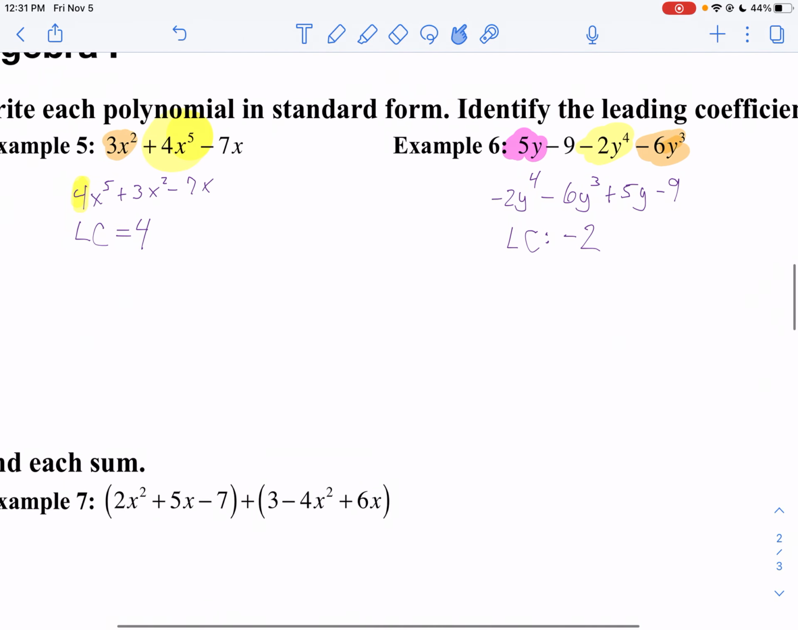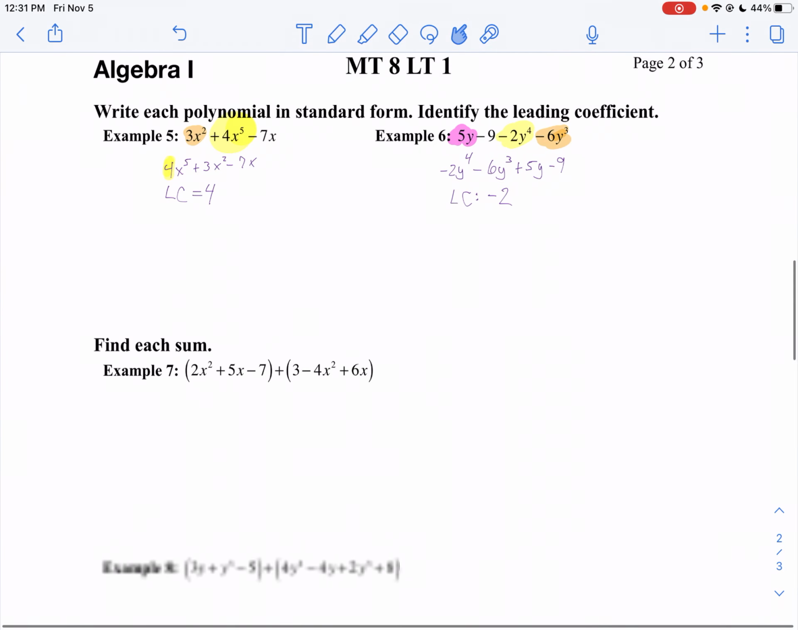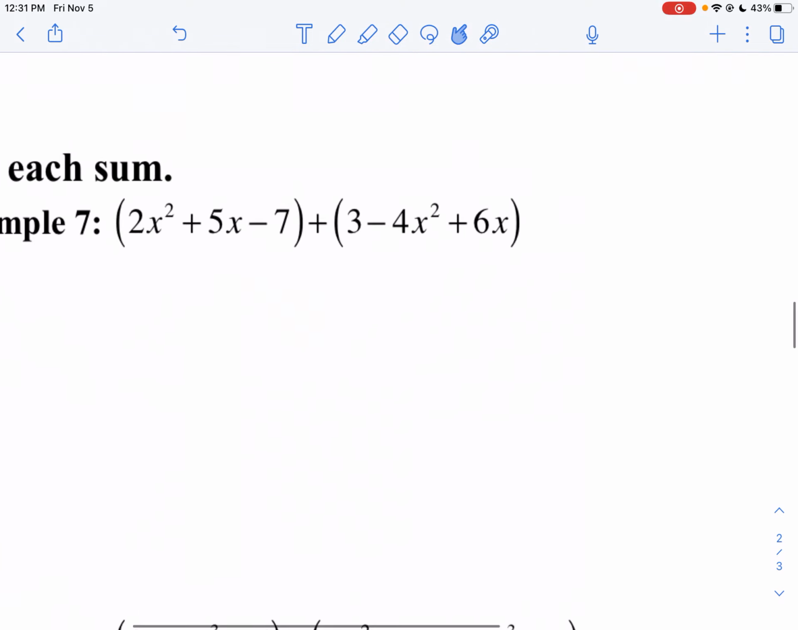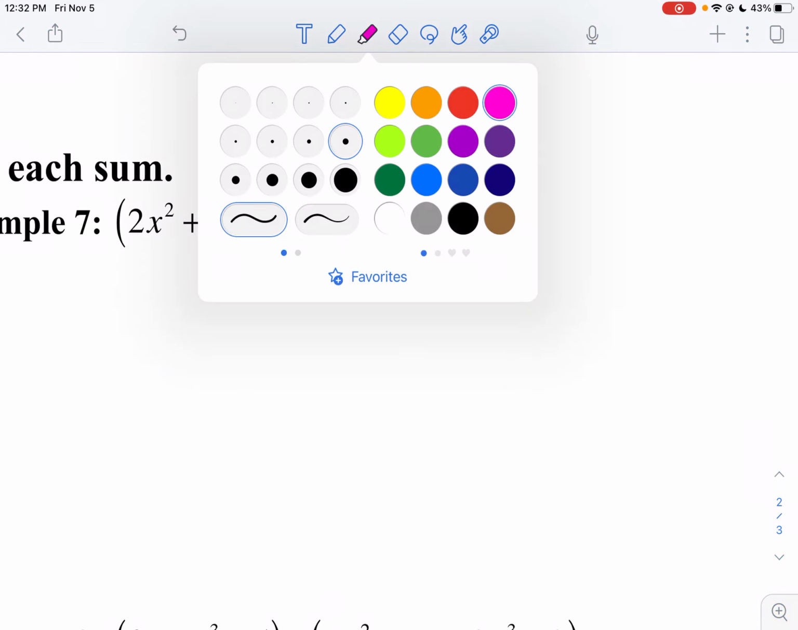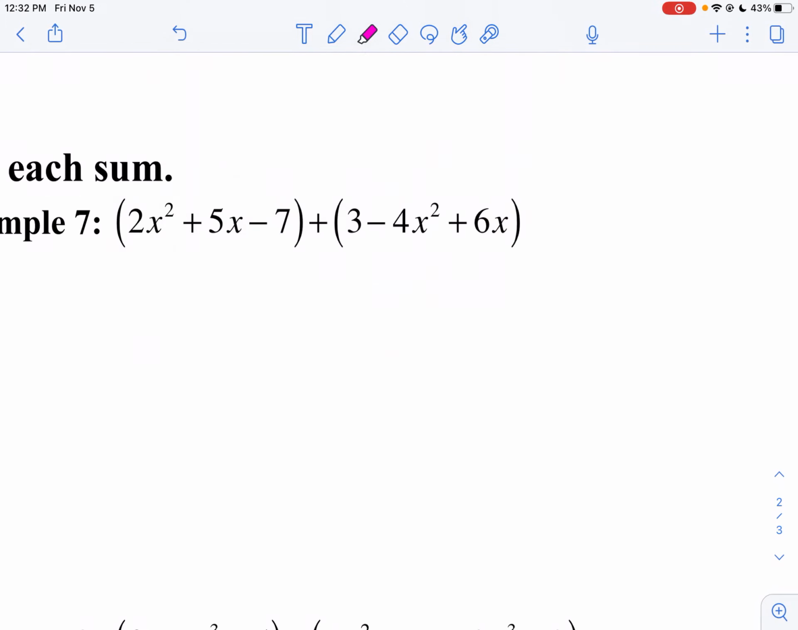Now to add polynomials, we add the like terms. So I look at my first two terms here. I've got 2x squared and negative 4x squared. It's just like combining like terms that we've done before. We add the coefficients. We don't add the exponents, just the coefficients. So 2 minus 4 is negative 2x squared.